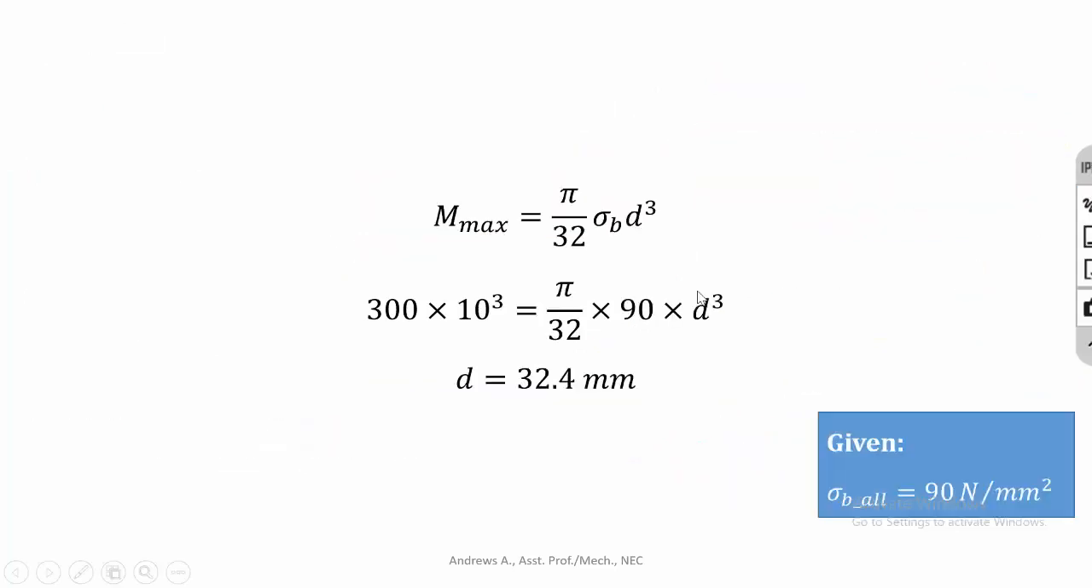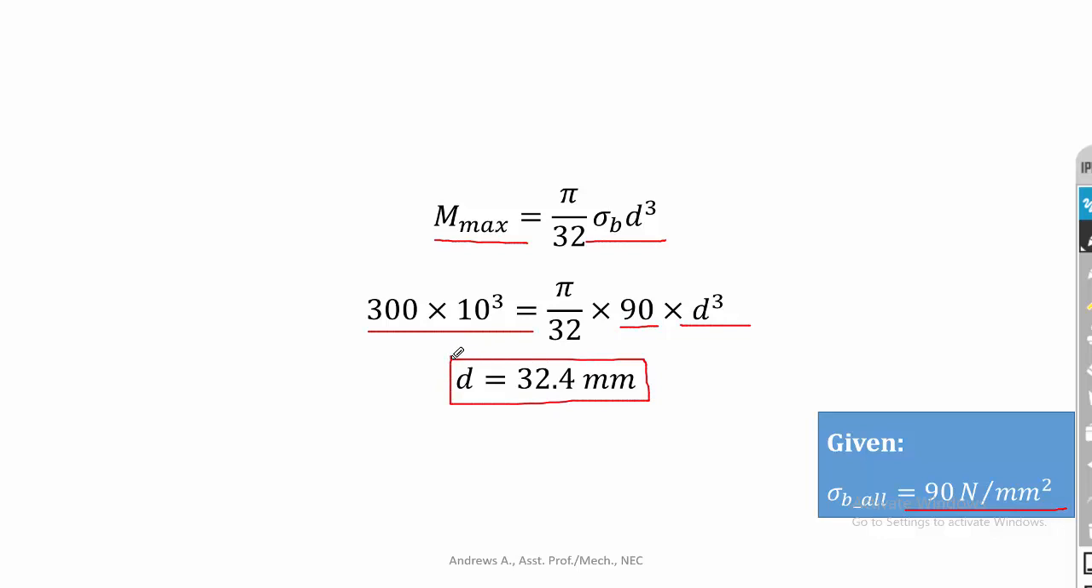So we'll go to the equation, that is M is equal to pi by 32 sigma b d cubed. Here, in the previous slide we have calculated the maximum bending moment as 300 into 10 power 3. Further, pi by 32 sigma b is given in the problem, it is 90. So we can substitute that, it is 90 into d cubed. If you solve this equation, finally you will get d is equal to 32.4 mm.